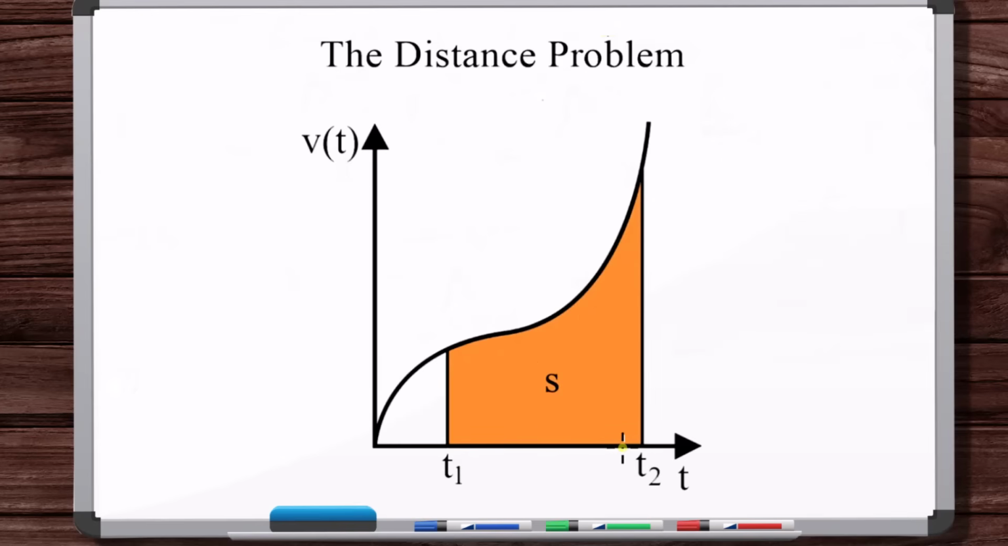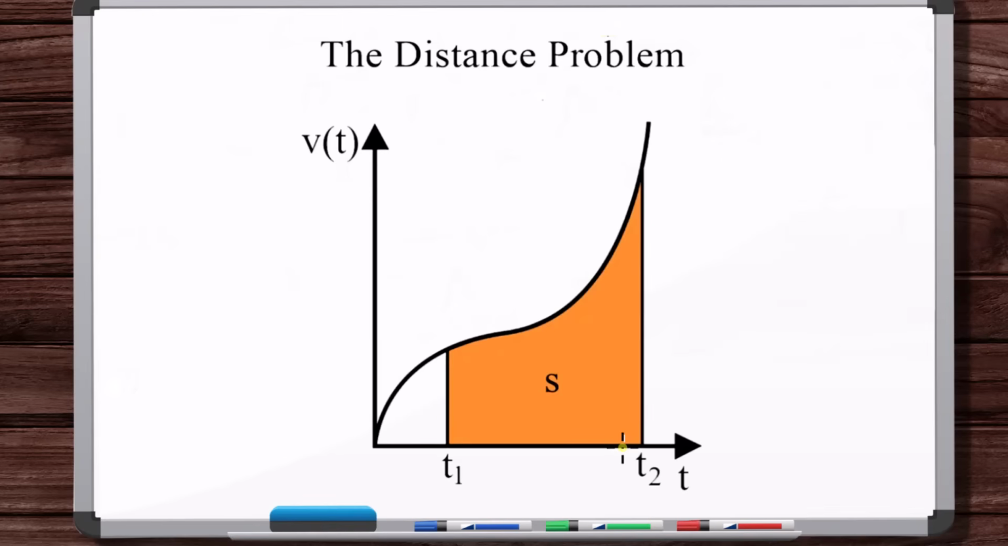And if the velocity versus time curve isn't a straight line or making some known geometrical shape, then prior to calculus, you would have no way to really formally answer a question like this. Okay, but once again, you can see how the distance problem is really just the area problem from another perspective. Both are the same thing. If you solve the area problem, then you've automatically solved the distance problem.